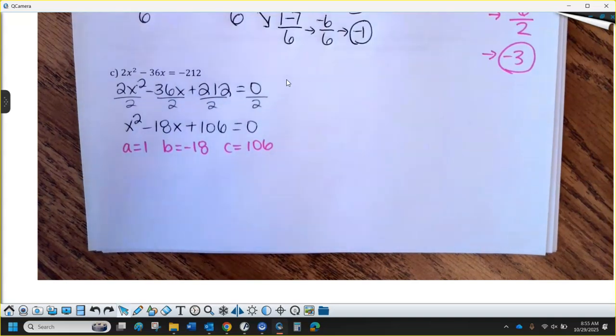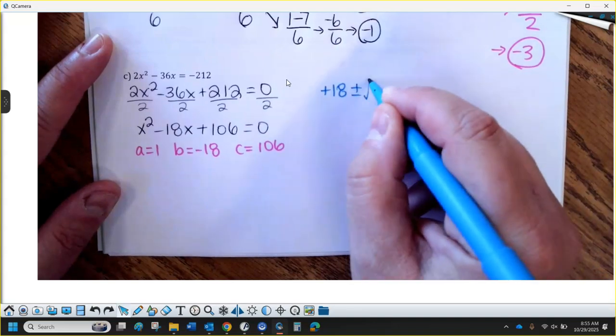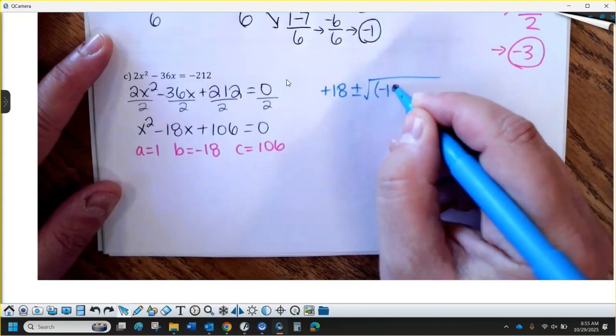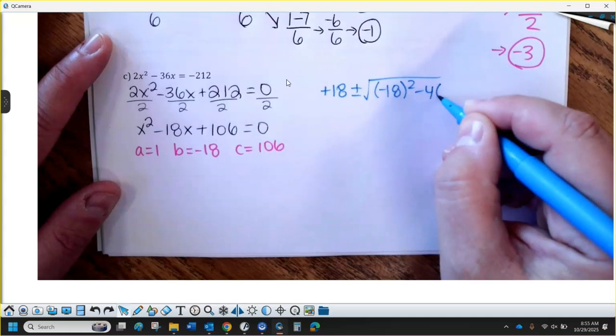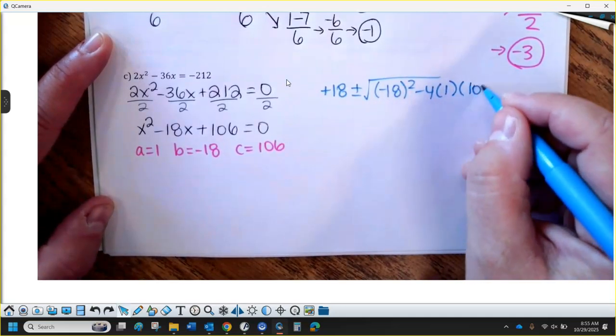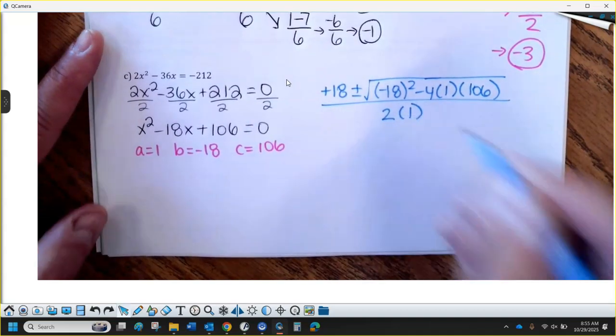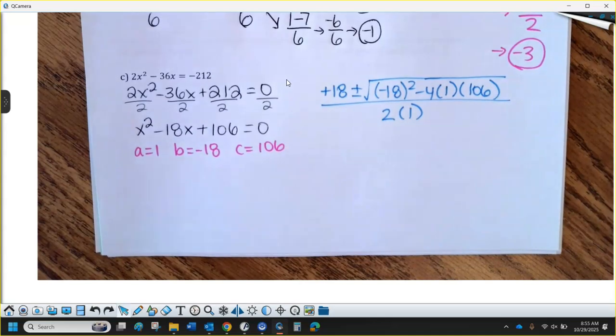All right, so opposite of b is going to end up being positive 18, plus or minus the square root of negative 18 squared minus 4 times your a value, which ends up being 1 if you divide everything by 2, and then c ends up being 106. Don't forget the over 2a. The bottom of that fraction is just going to be 2 times 1.